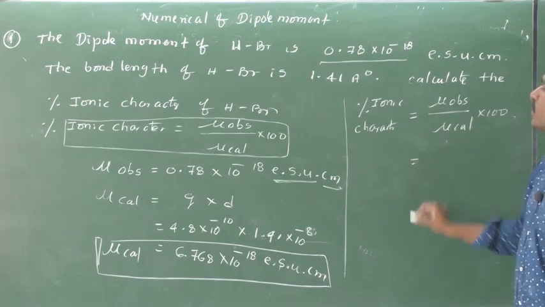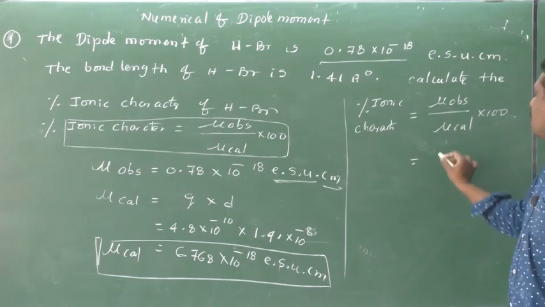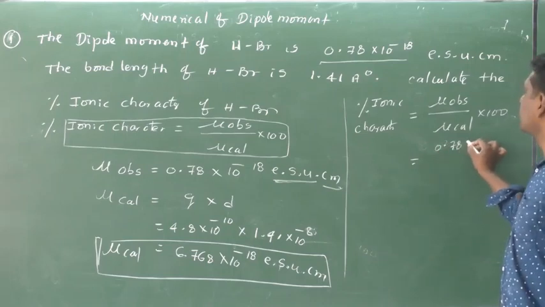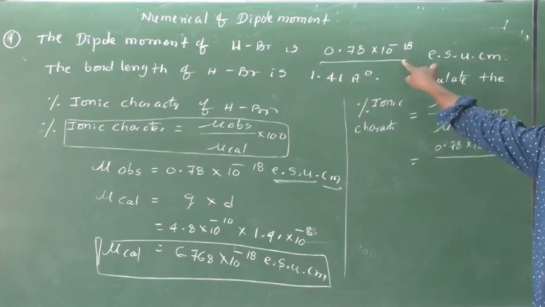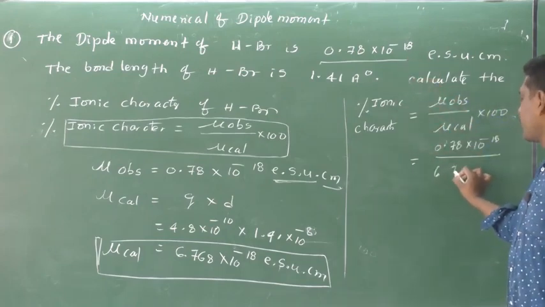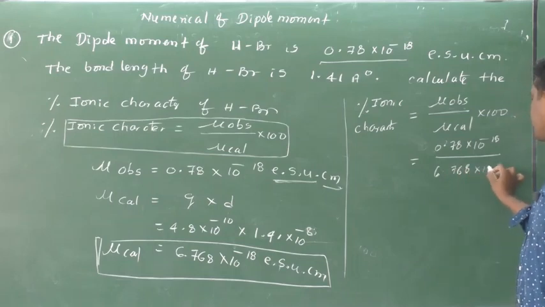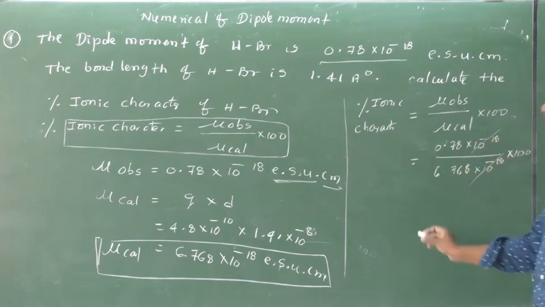So mu observed is given how much? 0.78 into 10 power minus 18. Mu observed here is given. So mu calculated is 6.768 into 10 power minus 18, into 100. This will get cancelled.